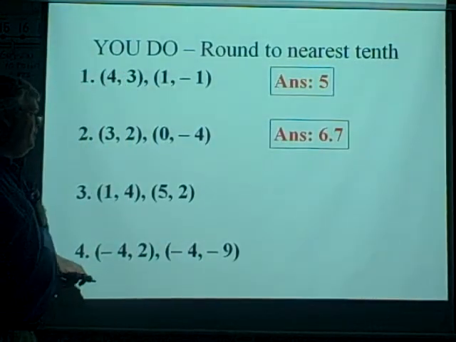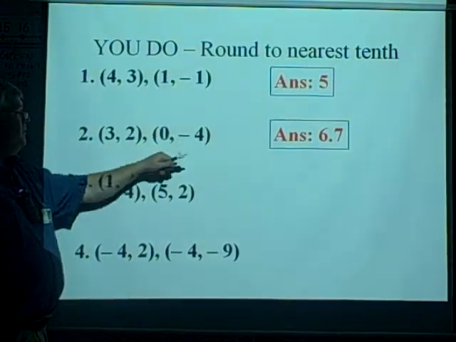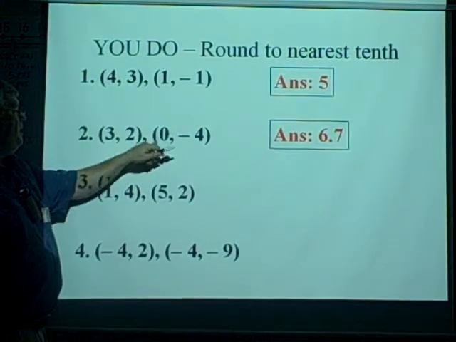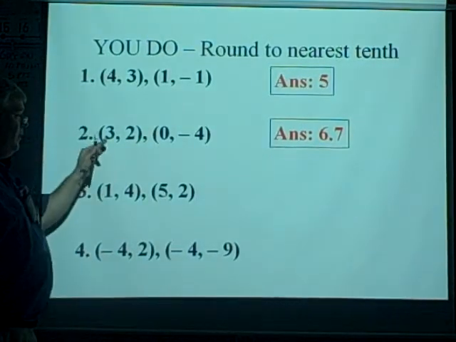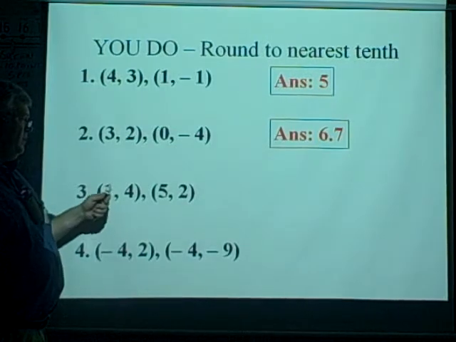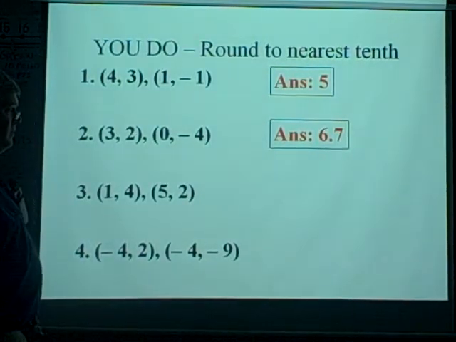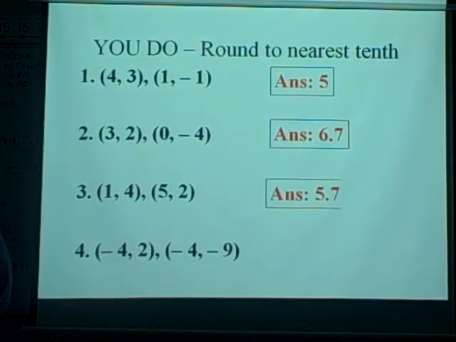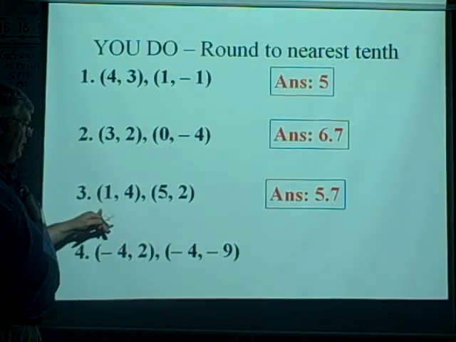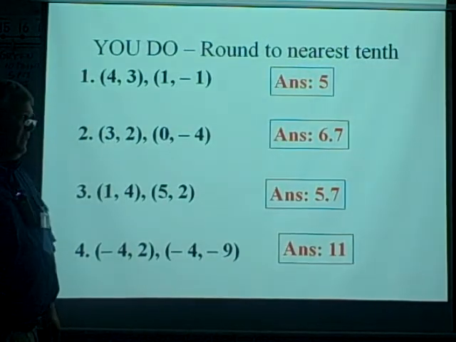Here you get 6.7. 2 minus a minus 4 gives you a positive 6 for the y. 3 minus 0 gives you 3. So you end up with 9 plus 36, which is 45, and the square root of 45 ends up giving you 6.7. The next one has an answer of 5.7, and the last one has an answer of 11.